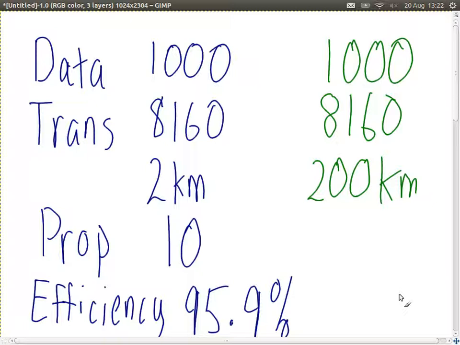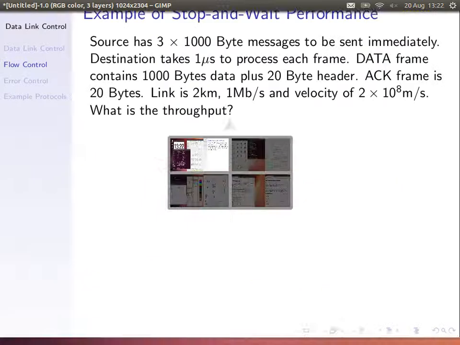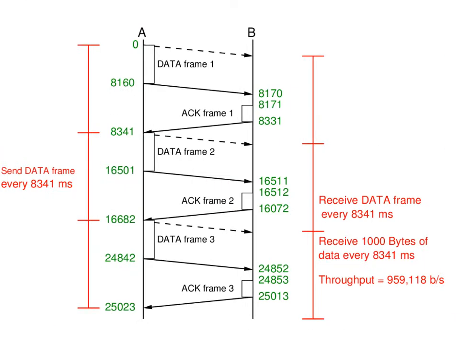So the only thing that's changed is the link distance has gone up from 2 kilometres to 200 kilometres. What happens with our throughput? What's the transmission time of our data frame? It's the same. If just the link distance changes, the transmission time is going to be the same. It's still 8160. Nothing changes there.